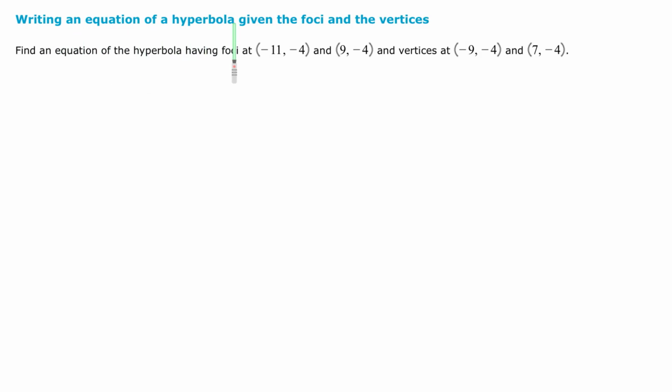Writing an equation of a hyperbola given the foci and the vertices. The first thing I'm going to do is try to get some intuition on which way this hyperbola is actually opening. So let's plot -11, -4 as foci. So there's -11, -4, and then there's 9, -4. So the foci is like that.